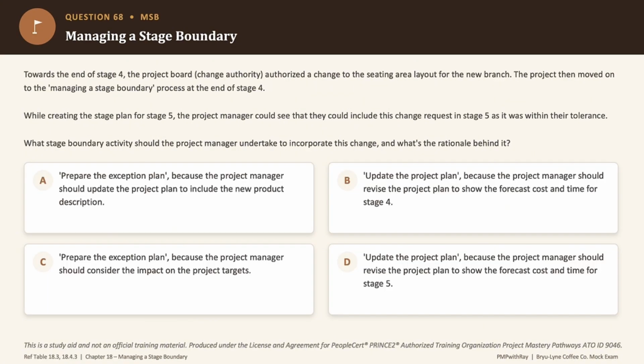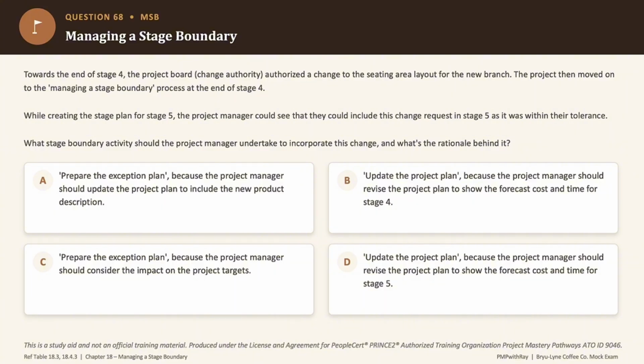Next, question number 68. So the project board approved a change to the seating area layout near the end of stage 4, and now the project manager is building the stage 5 plan and realizes that this change fits within stage 5's tolerance. Which activity covers folding it in and why?